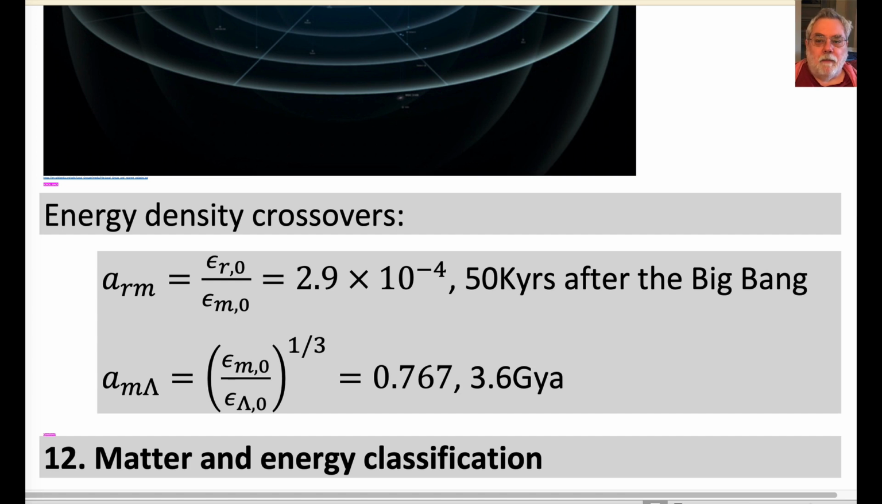Section 12, Matter and Energy Classification. So far, I have held off specifying exactly what is matter and what is radiation in these equations.